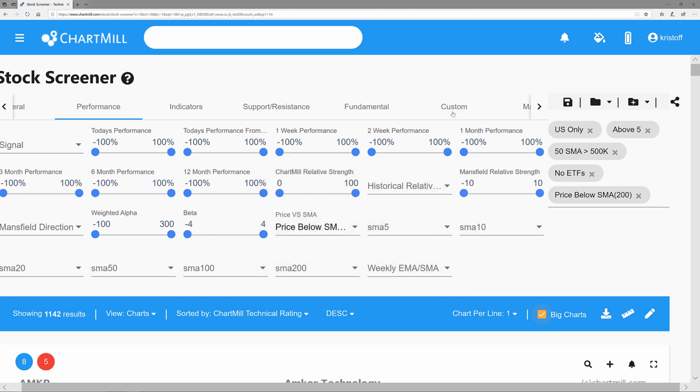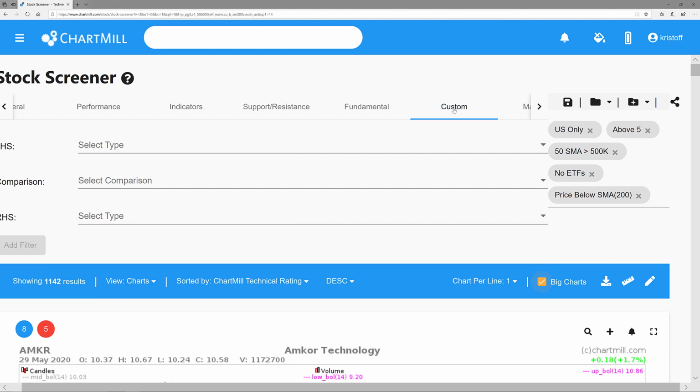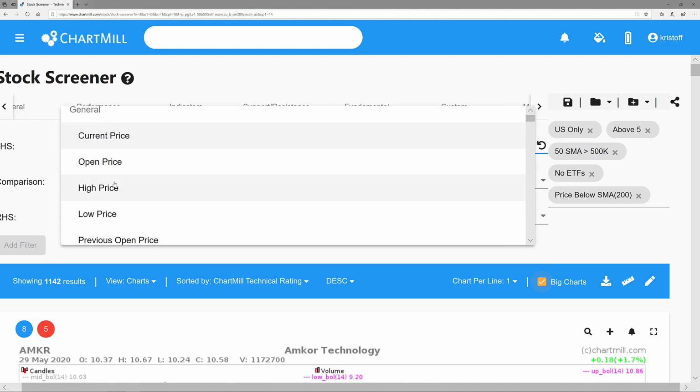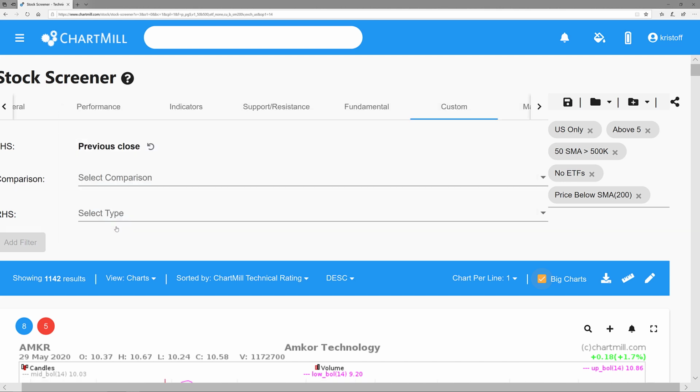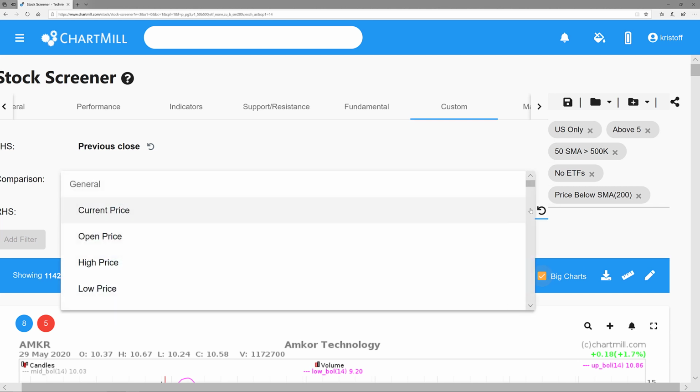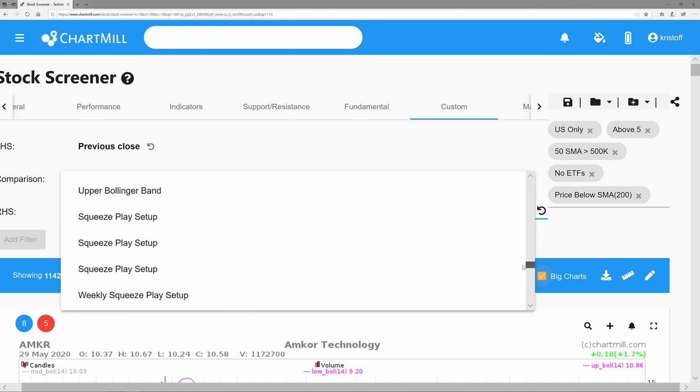Then again, we go to the custom filter, Property. So the previous close has to be higher than the upper Bollinger Band.